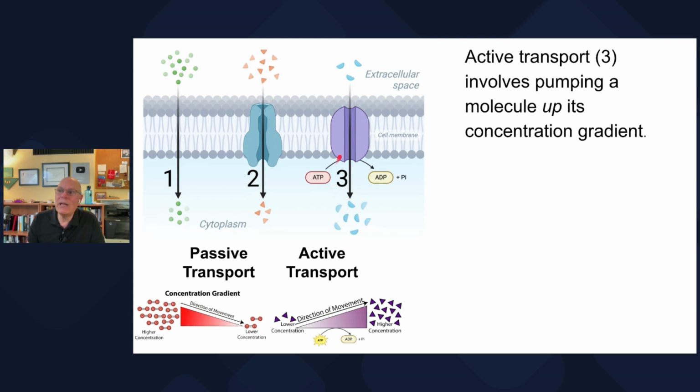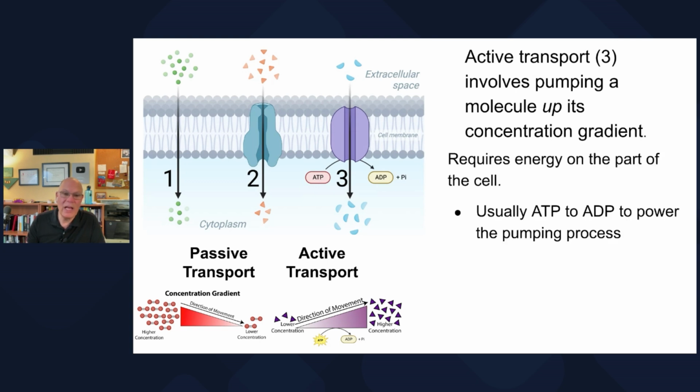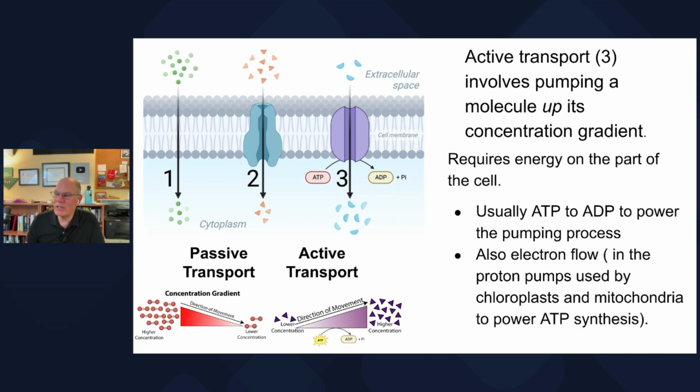It'll use energy to pump that molecule, that ion, from low concentration to higher concentration. That takes energy. You're going up a concentration gradient. When you go up a hill, it requires energy. You can't just slide down the hill, and that's what's going on here. Requires energy on the part of the cell. That energy is usually in the form of ATP to ADP, that transformation that we'll talk about so much in Unit 3 that's going to power the pumping process.